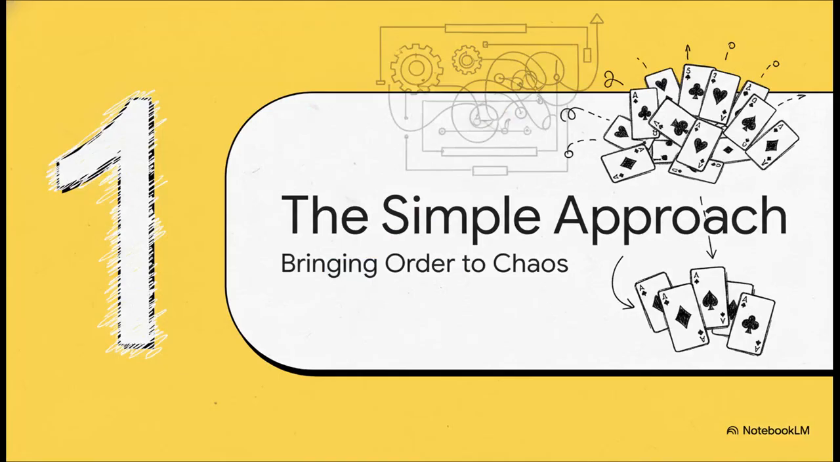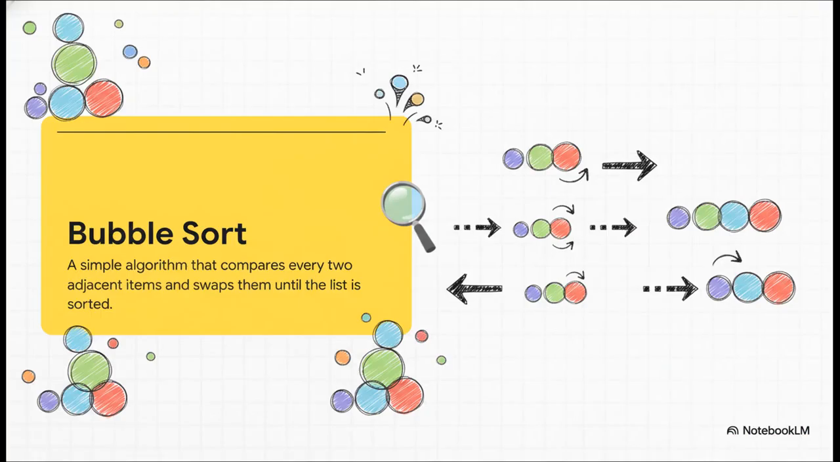All right, let's start with the most basic methods, the ones you might come up with yourself if you were actually sorting those cards. They're super easy to understand, but that simplicity, well, it comes with a hidden cost. First up is bubble sort. This one is a classic, and for good reason.